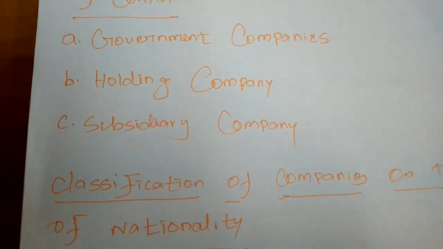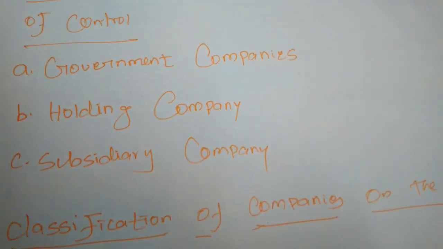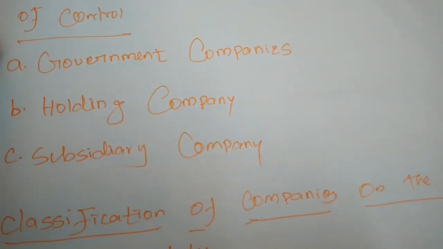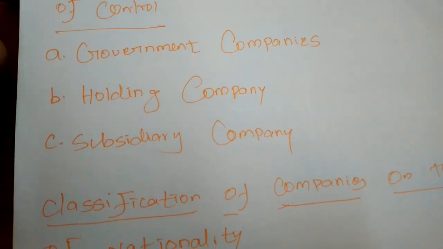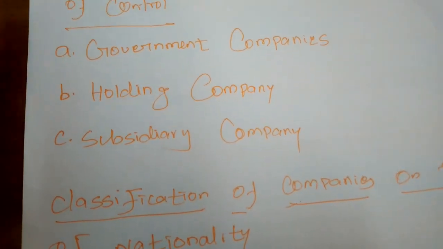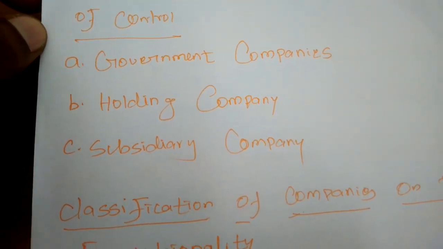Next, the subsidiary company. A subsidiary company is a company in which the holding company has control. When such companies are not able to conduct themselves, they will be under the supervision of other companies. That company is called a subsidiary company.